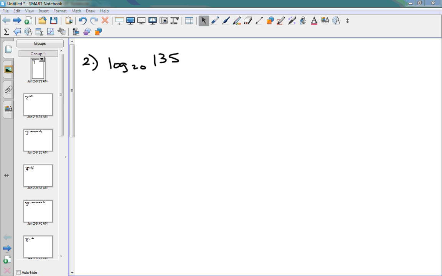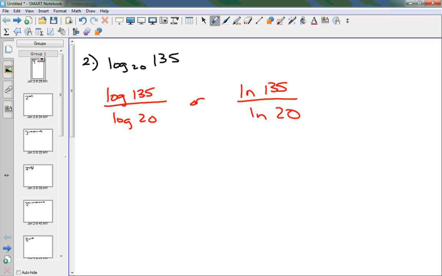So here we go. The directions say on this: use the change of base formula to evaluate. When you come in here every day, you better have your graphing calculator at your desk with you, and you better have your homework out. Okay? So if I'm using the change of base formula, how do I write this using the change of base? Log of 135 over the log of 20, or ln of 135 over the ln of 20. Now, what does that give you decimal-wise on your calculator? 1.637.